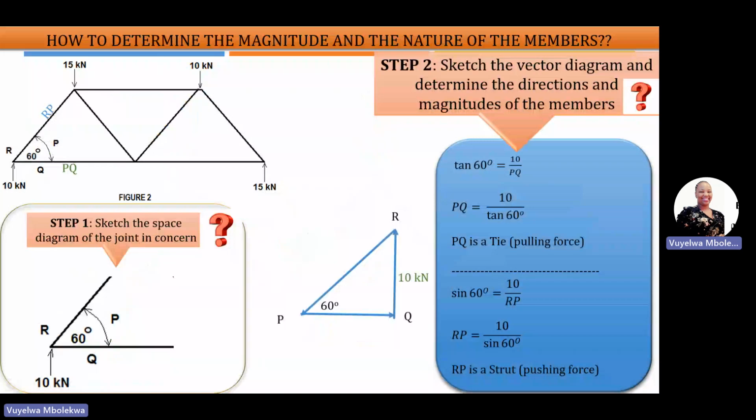Then to calculate PQ, you've got now the opposite side. This side is opposite to the angle. So you calculate PQ. PQ is adjacent to the angle. So you're gonna say tan theta is the opposite over adjacent. Tan theta is opposite over adjacent. That's gonna give you PQ.